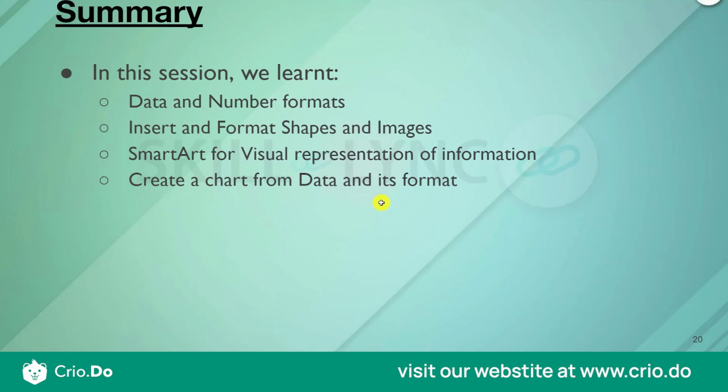Then we learned about creating a chart from data and its format. First, we need to look at the data. Once we have the data, we need to decide what kind of chart we need. We can choose from the bar chart, the scatter chart, or the pie chart. Once our chart is selected, we need to insert the chart and cross check the data.